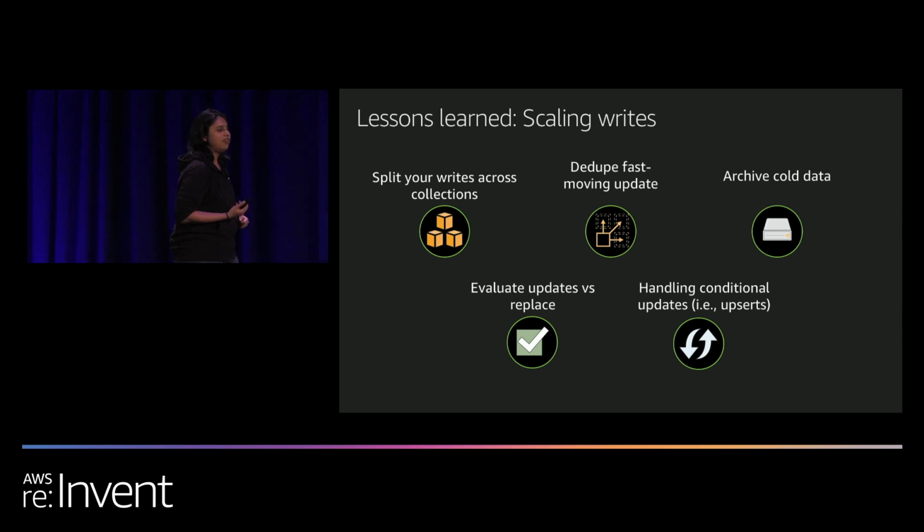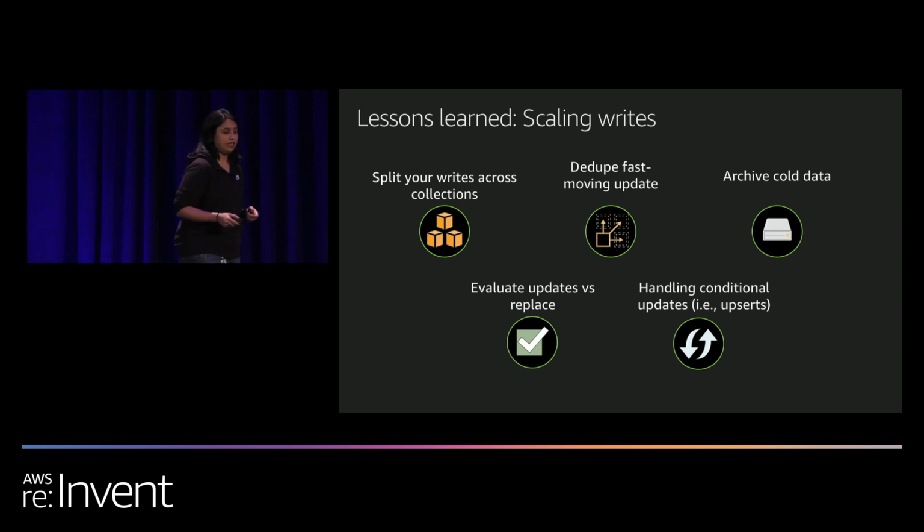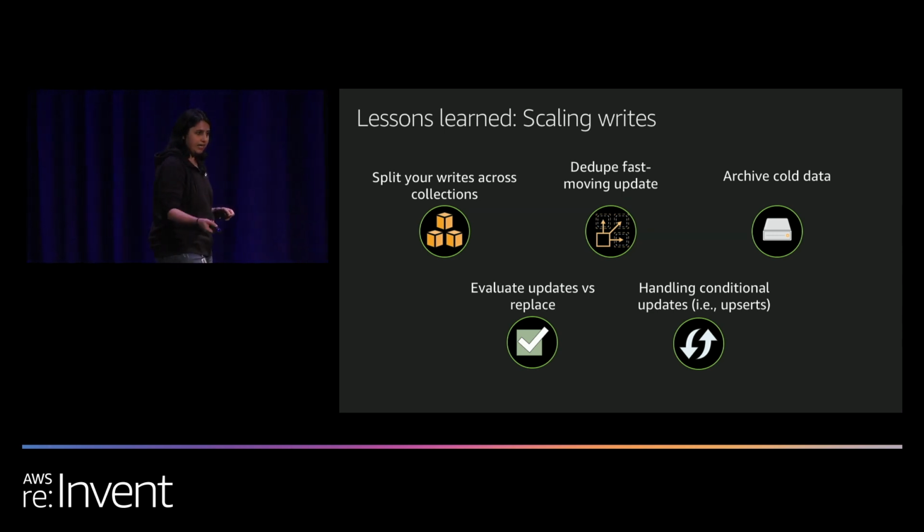Some of them might come out as obvious to a few of you, so please bear with me. Split your workloads across collections. The bigger the dataset size of your collection, the bigger the index size. The longer it would take to scan the entire index, and the slower would be the performance of your reads.